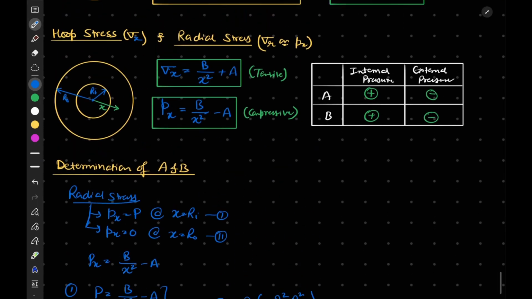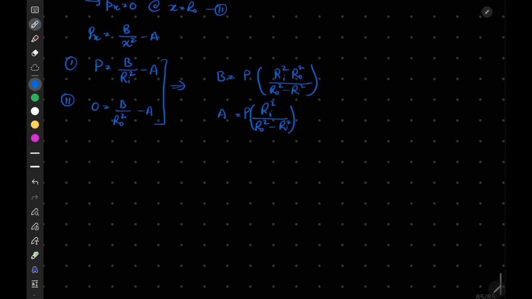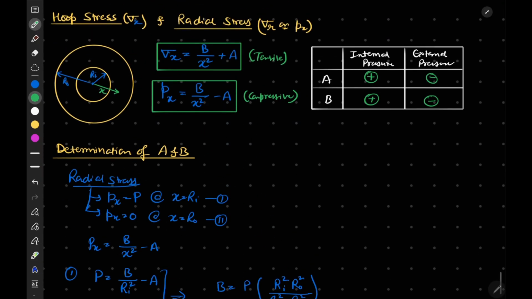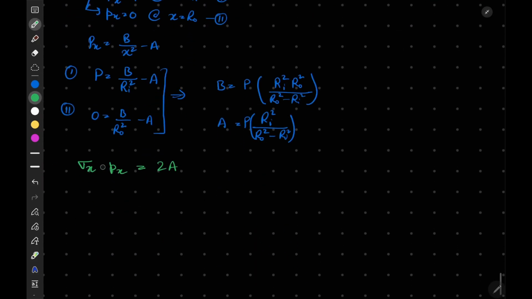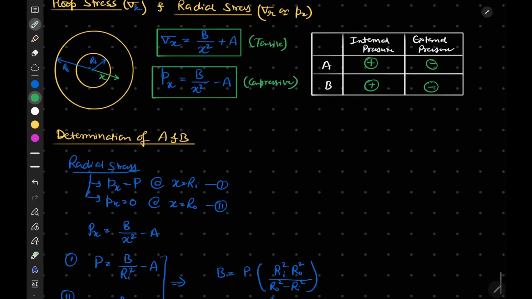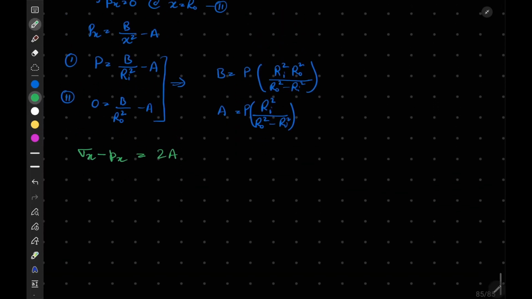Now if we add both of these equations, what will we obtain? If we add sigma x plus px, we will get the term 2a. And if we subtract both these terms, b by x square will cancel out, and only a and minus of minus a will remain, that is 2a. So from here what can we write?